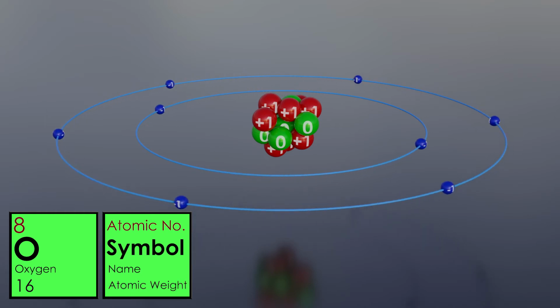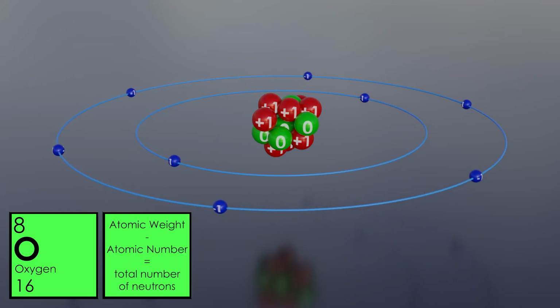Well, if you look at the atomic number, you can tell the number of electrons and protons. 8 electrons, and there is also 8 protons. They have to be equal as the electrons are negative and the protons are positive. They have to cancel each other out. To find out the number of neutrons from the periodic table, you do the following equation, which is the atomic weight minus the atomic number. This gives you the total number of neutrons.